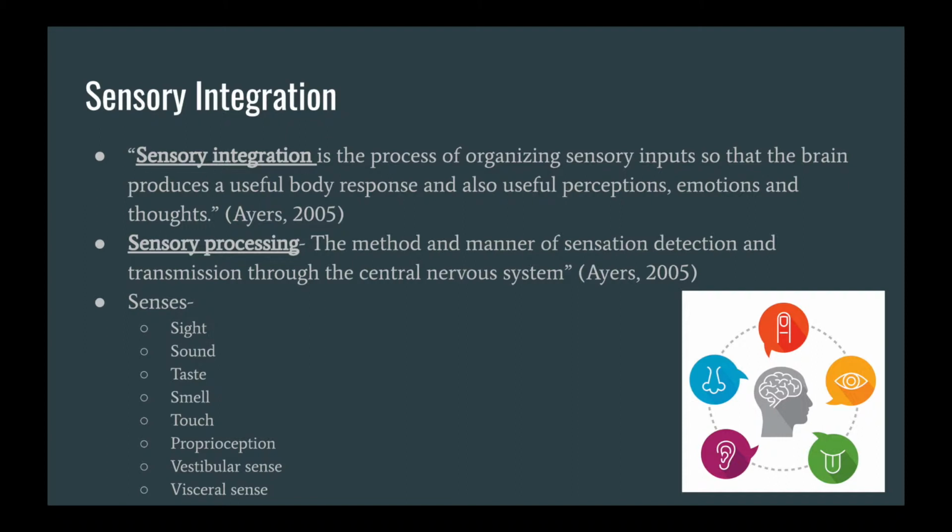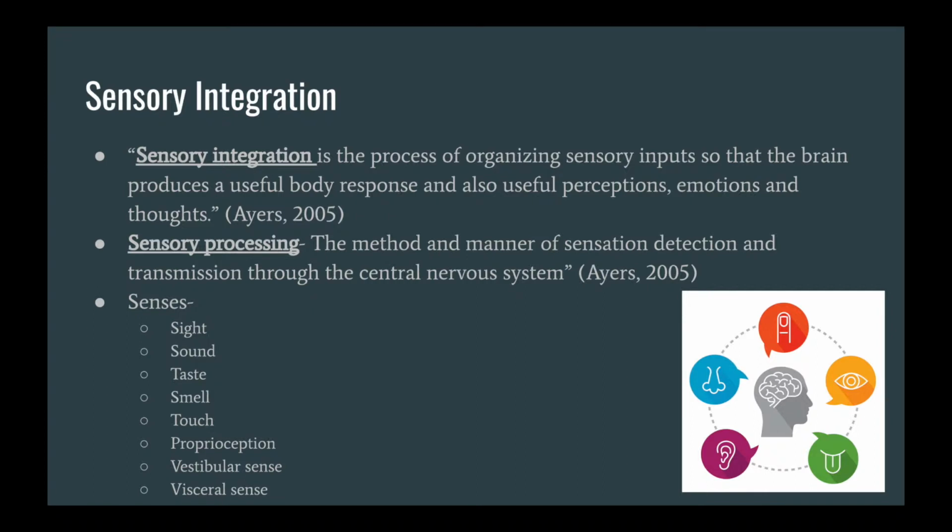Also going into that would be sensory processing, so how the process works, and it's the method and manner of sensation detection and transmission through the central nervous system. Interestingly enough, if I was here in front of you right now, instead of doing a movie, I would ask everybody what their senses are. You know your 5 senses, which are sight, sound, taste, smell, and touch. But there are actually 3 other senses that you don't normally think about having. But when I talk about them, you're going to be like, oh, that makes sense. That is a sensation that I feel.